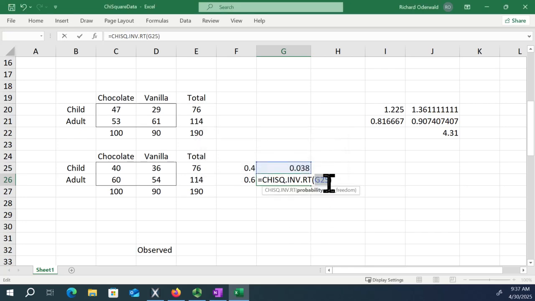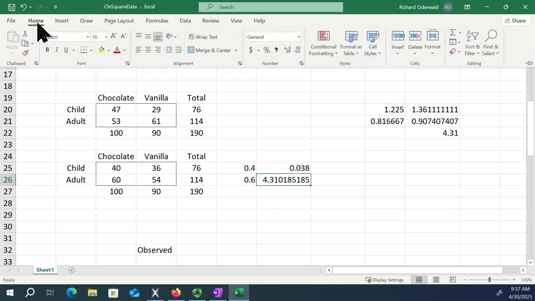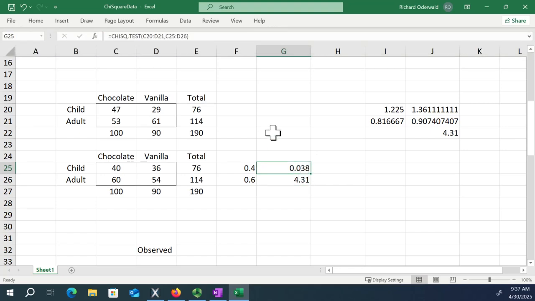Oh, I forgot. Degrees of freedom. 1. And it will give me the actual chi-square value. This is what I don't like about this thing. It goes directly to the result, to the p-value. It skips the test statistic entirely. It's like you did a t-test and it went right to the p-level.